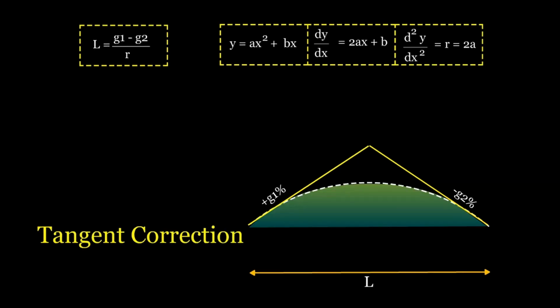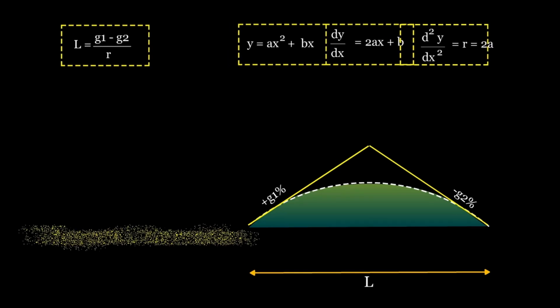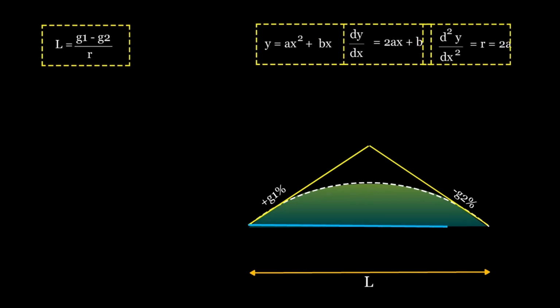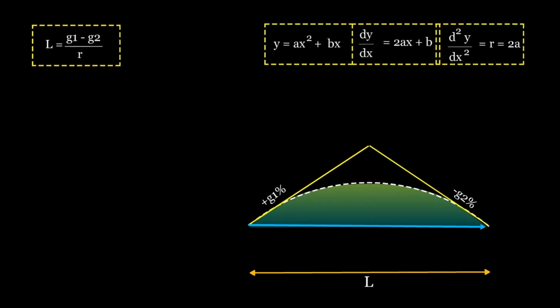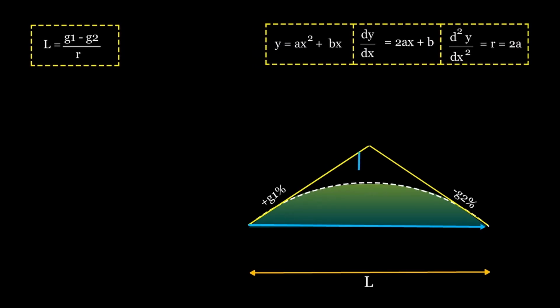Tangent correction in vertical curves. What is tangent correction? In vertical curves, all distances along the curve are measured horizontally, while offsets from the tangent to the curve are measured vertically. This vertical distance, offset, between the tangent and the curve at any point is known as tangent correction, denoted as h. Let's define the setup.